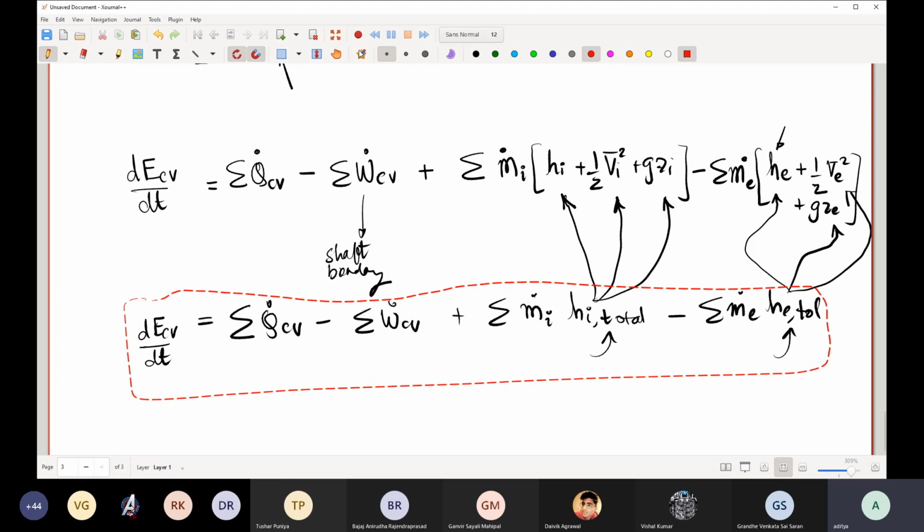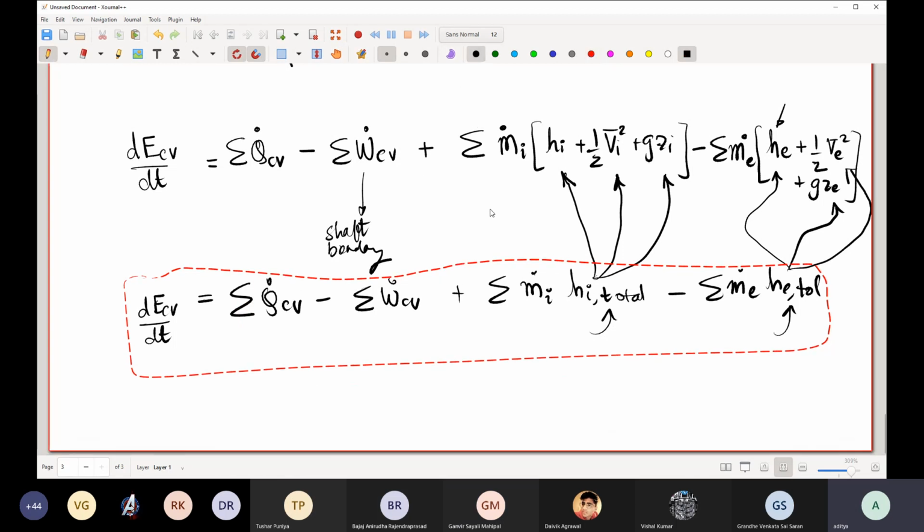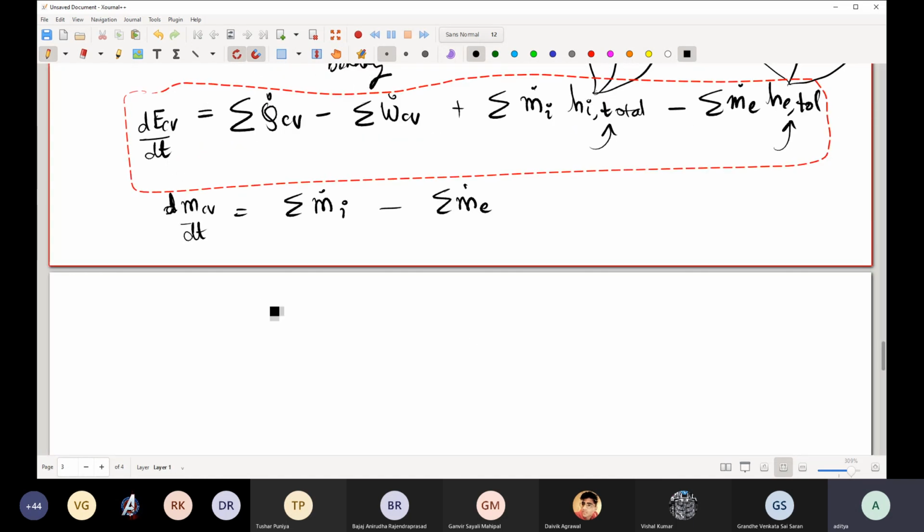Now let me juxtapose the mass conservation along with this for a quick comparison. So dm_CV/dt is equal to summation m dot I minus summation m dot E. Now let us look at a very special case, which we have done in fluid mechanics as well: steady state. At steady state, this term becomes 0, this term also becomes 0, and that is quite obvious.